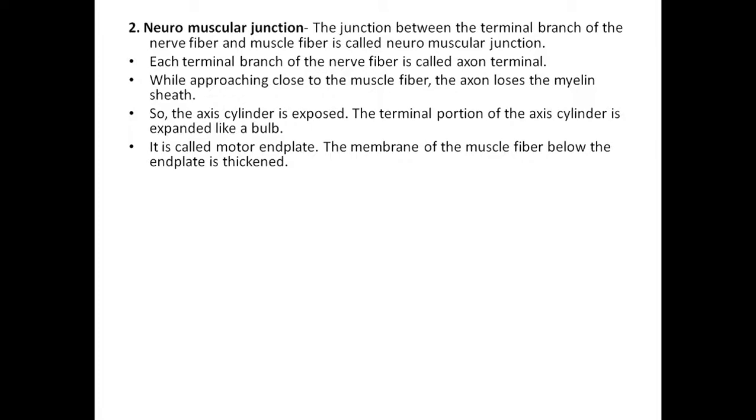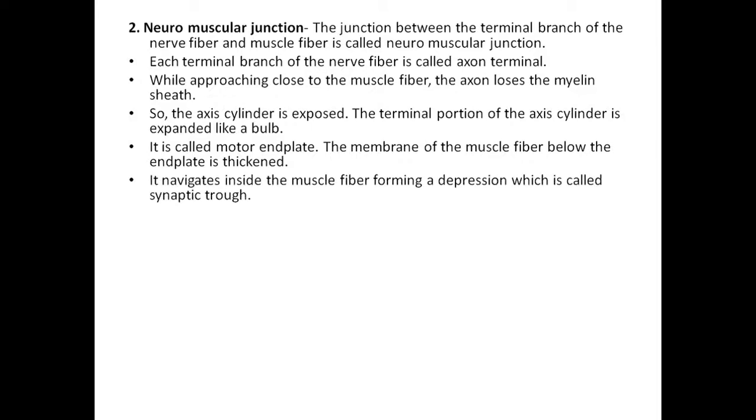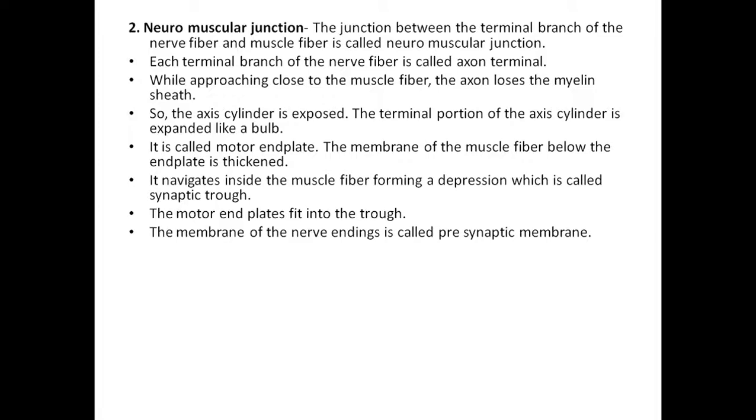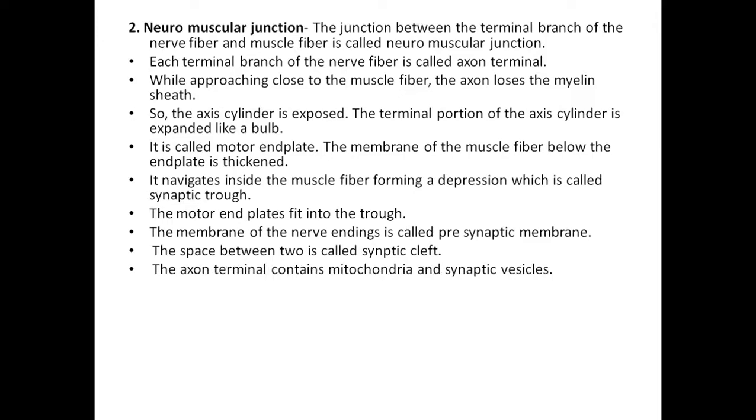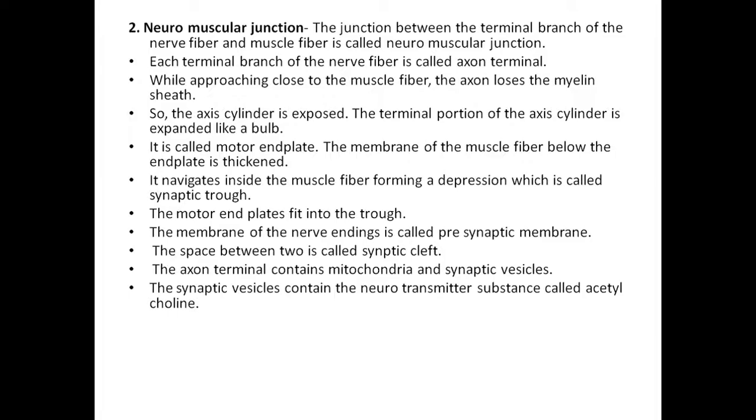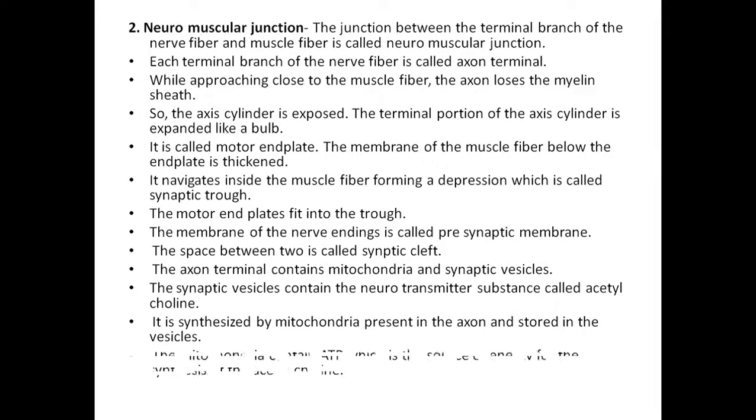The membrane of the muscle fiber below the end plate is thickened. It invaginates inside the muscle fiber, forming a depression which is called the synaptic trough. The motor end plates fit into the trough. The membrane of the nerve endings is called the presynaptic membrane. The space between the two is called the synaptic cleft. The axon terminal contains mitochondria and synaptic vesicles. The synaptic vesicles contain the neurotransmitter substance called acetylcholine. It is synthesized by mitochondria present in the axon and stored in the vesicles. The mitochondria contain ATP, which is a source of energy for synthesis of acetylcholine.